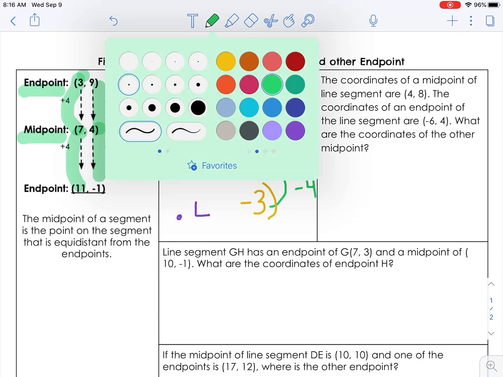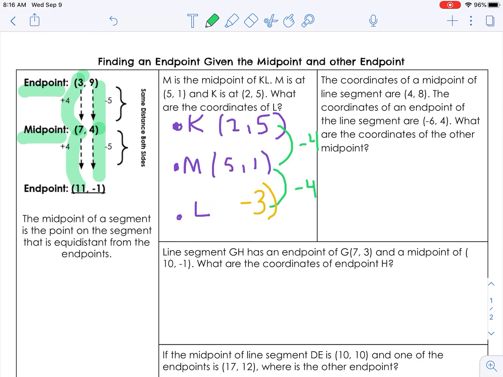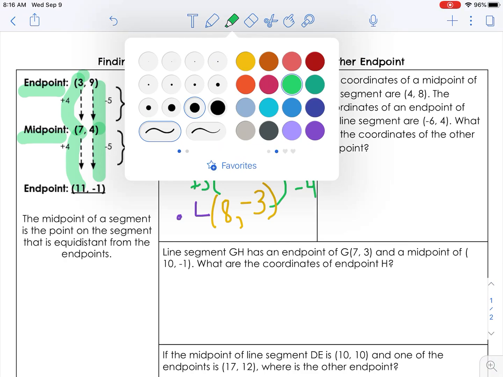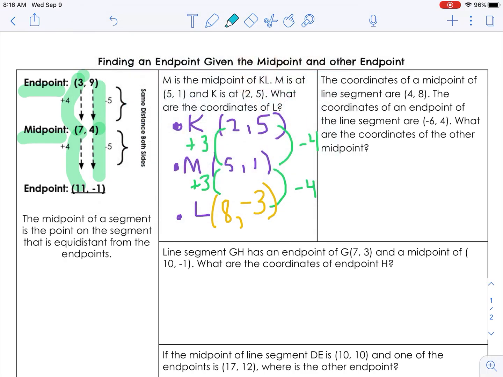And then we're going to look at the other side for your x values. From 2 to 5, that actually increased 3. So we're going to increase 3 again. 5 plus 3 is going to give you 8. So the coordinates of L are going to be at 8, -3.